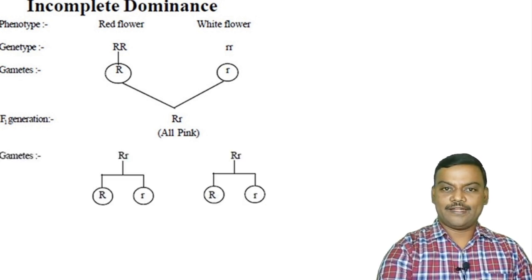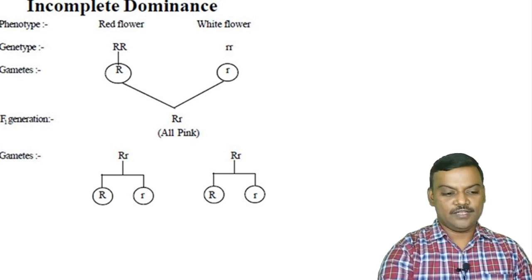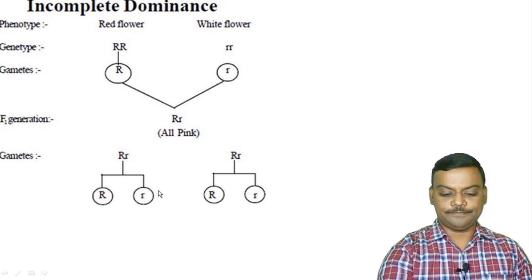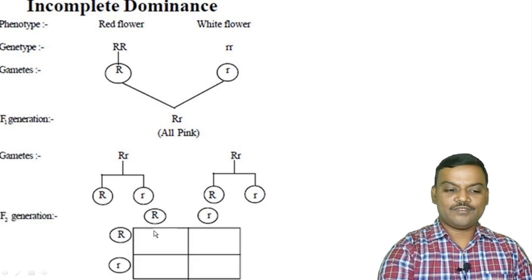So again, by conducting a cross between two F1 hybrids, each F1 hybrid can produce two types of gametes because of heterozygous condition. In this, 50% of gametes are with the R allele, and 50% of gametes are with the r allele. So these gametes are fused randomly to form the F2 generation.